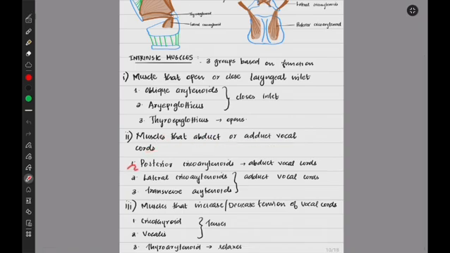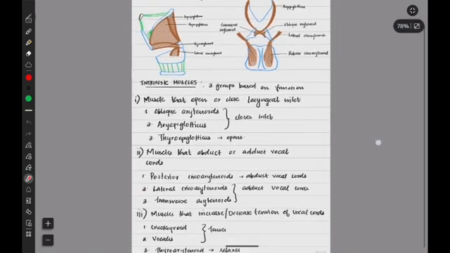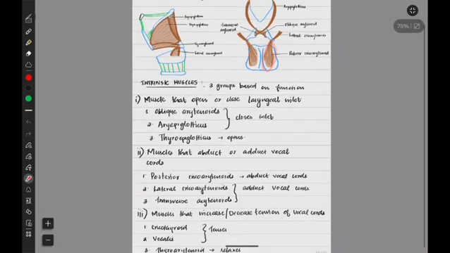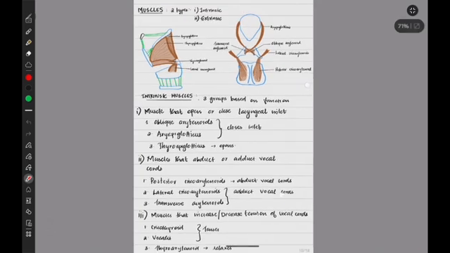അതിൽ main muscles are posterior cricoarytenoids, this is the posterior cricoarytenoid, then lateral cricoarytenoids and transverse arytenoids. These are the three muscles that abduct or adduct the vocal cords.